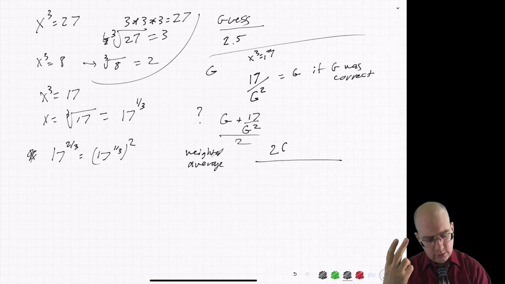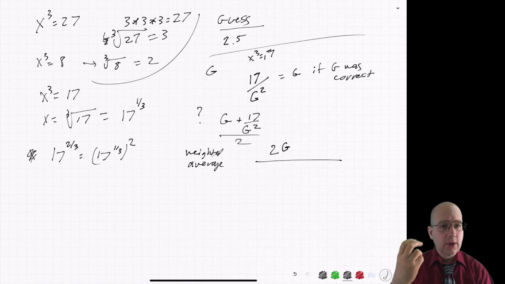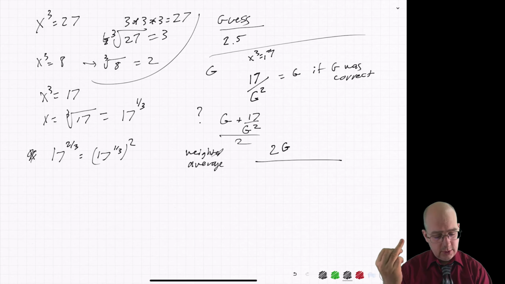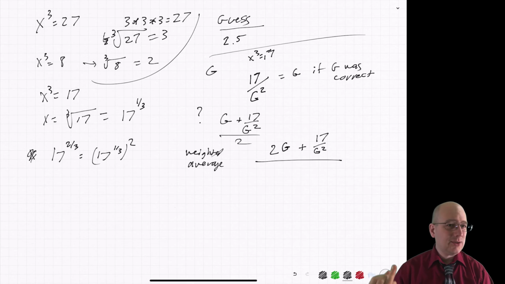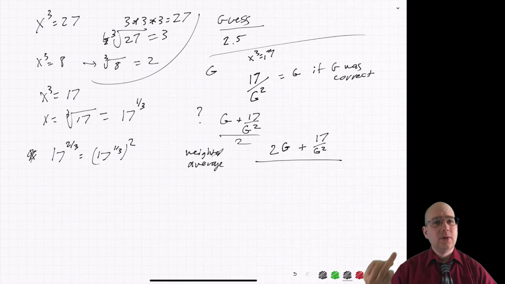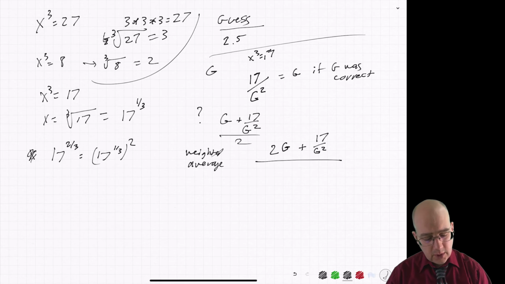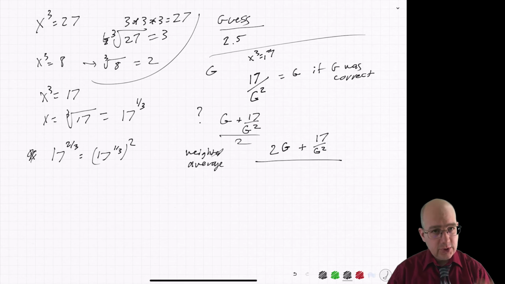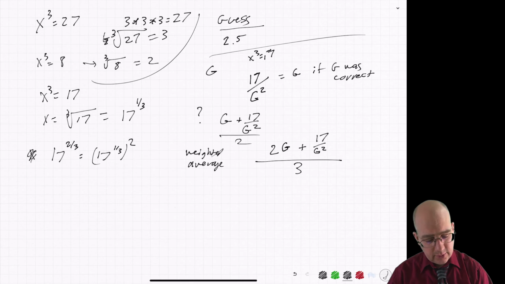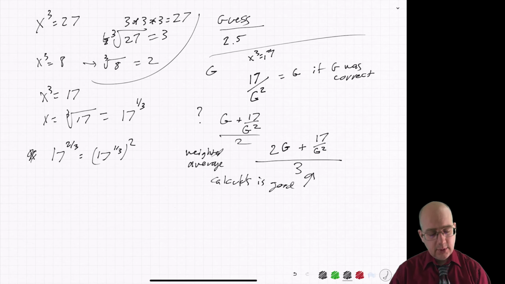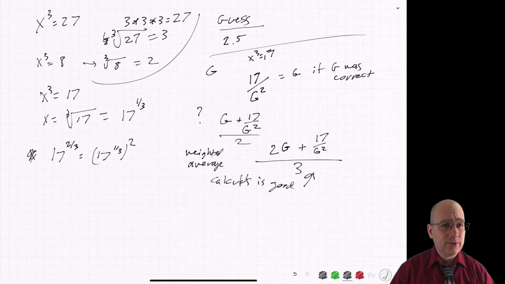So 2 times g, 2. Then we have the third one, which is 17 divided by g squared. It's a good idea to minimize that anyway, because raising something to powers makes it less reliable. And now there's sort of 3 things, so we divide by 3. That happens to be, calculus says this is good. All right, so calculus, that's the formula it comes up with for computing this thing.